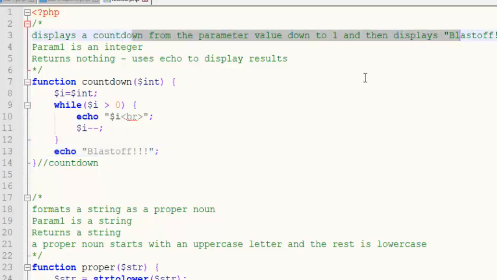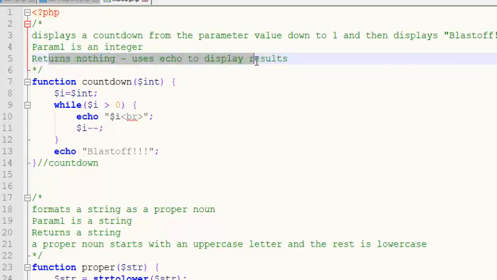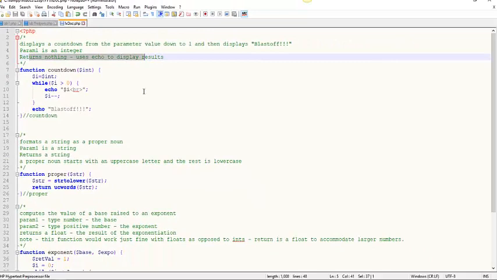All right, so this function displays a countdown from the parameter value down to 1 and then displays blast off. So I'm saying what it does. I'm saying parameter 1, which is the only parameter here, is an integer, and it doesn't return anything. It uses echo to display the results. So those are those 3 things that I was saying you should do. Explain what the function does, explain the parameters, if there are any, and explain the return value. And if there's not a return value, you could explain what it does.